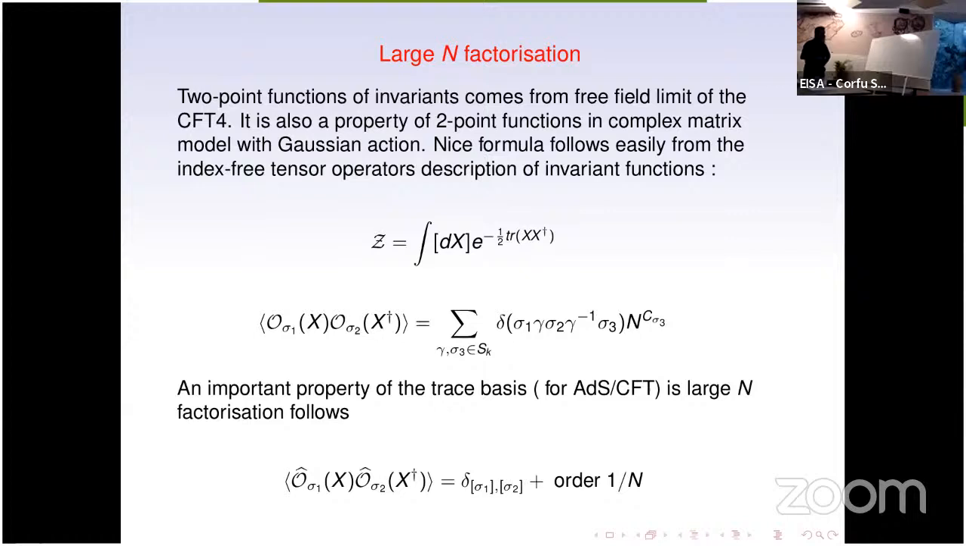An important property follows from this formula. If you define a normalized version of that, where you take this and divide by the square root of its norm, as defined by these two-point functions, and you take two of these observables, to leading order in 1 over N, the correlator is only non-zero if these two conjugacy classes are equal. So it's like a diagonal inner product in the conjugacy classes at leading order. And this is important for AdS/CFT; it's called large N factorization.